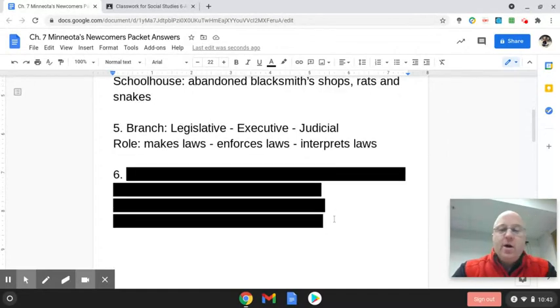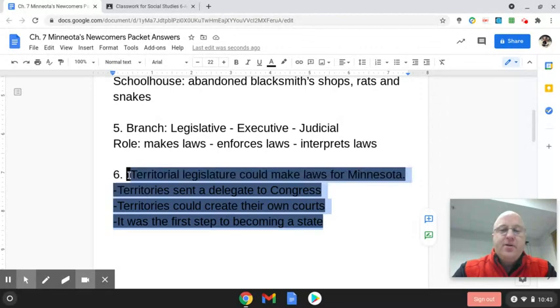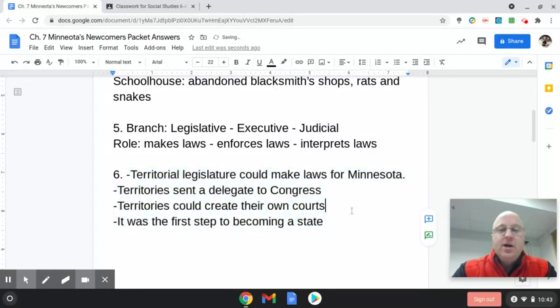So Minnesota wanted to become a territory, officially a part of the United States. And becoming a territory has some advantages. The territorial legislature could make laws for Minnesota. So that's something different. You can make your own laws. The territory sent a delegate to Congress, so somebody in Washington, D.C. to represent them. They couldn't vote on things, but they could be there to talk on behalf of Minnesota. Territories could create their own courts, and it was the first step to becoming a state. So before you could become a state, you had to become a territory.